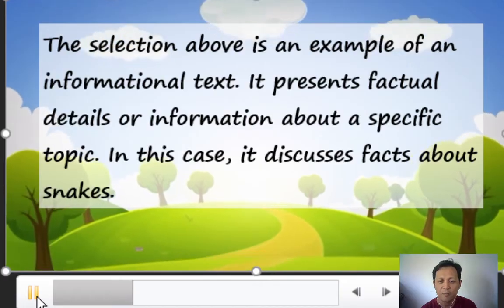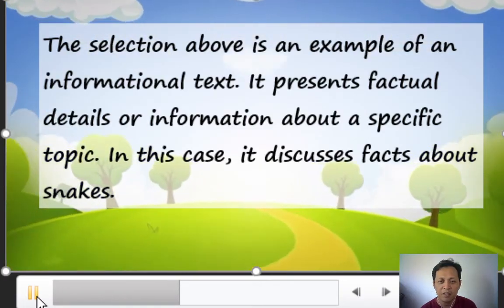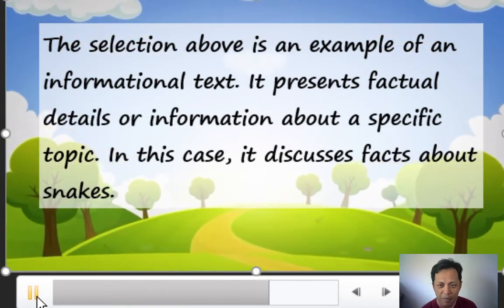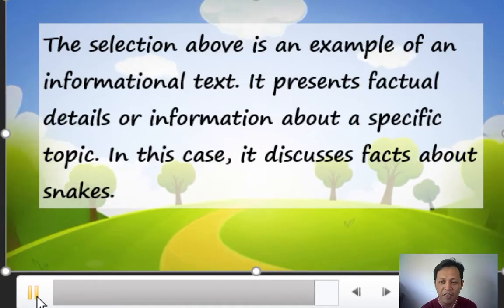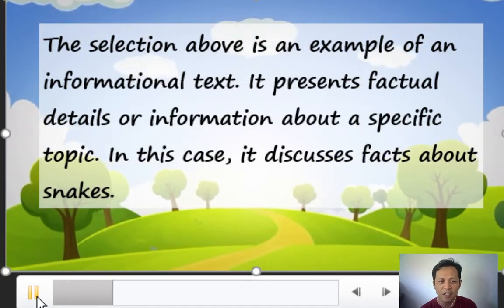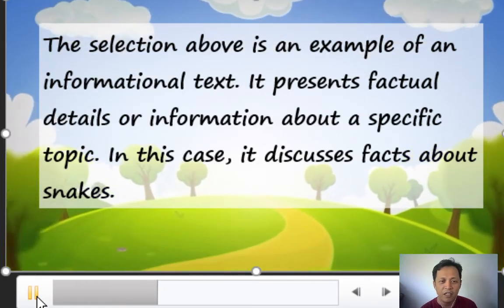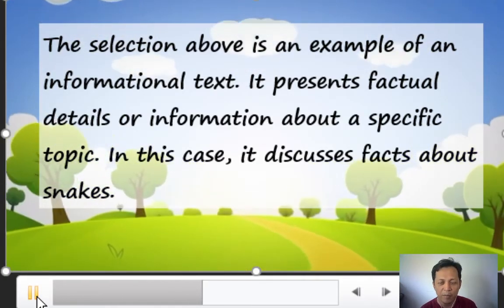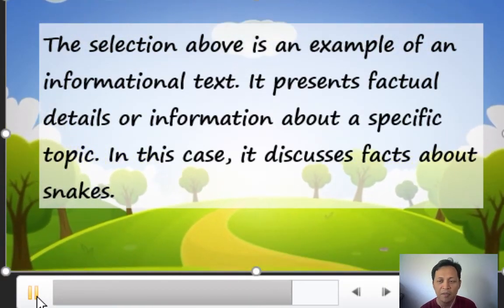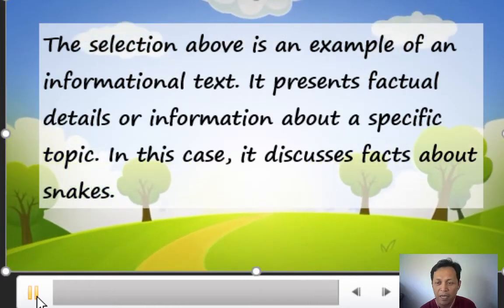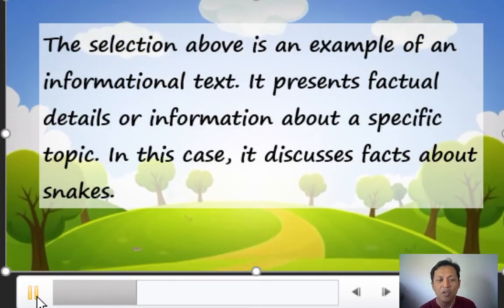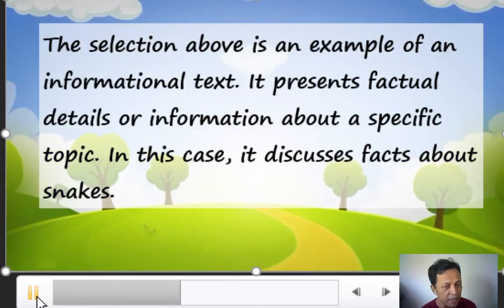So that is correct. Informational text gives us, if we are talking about this particular text all about snakes, it tells us what kind of animal snakes are, what are the characteristics of the snakes. It also gives us information about the venoms of the snakes. Aside from that, it also gives us information on what snakes eat.